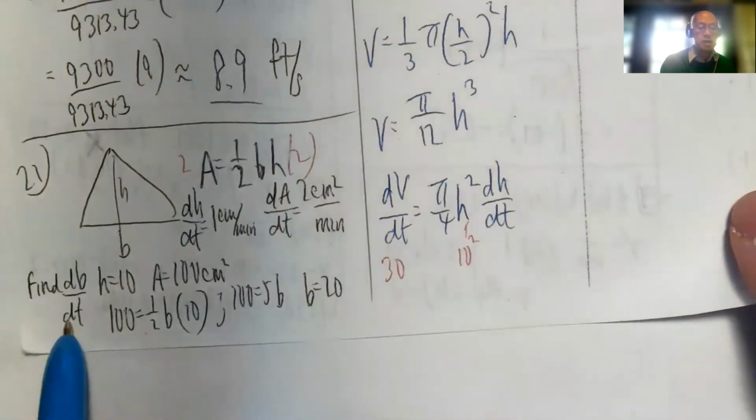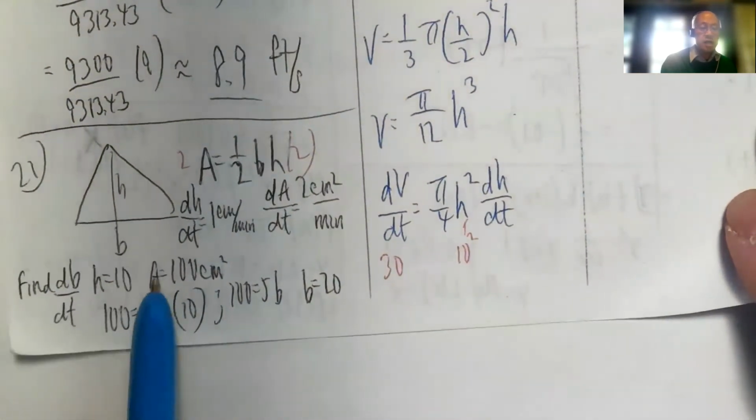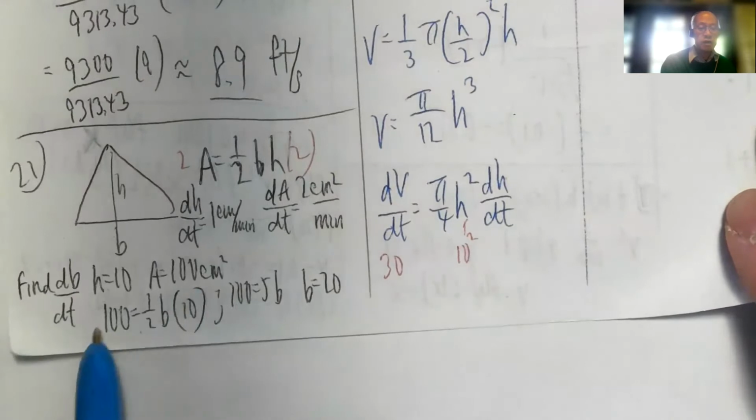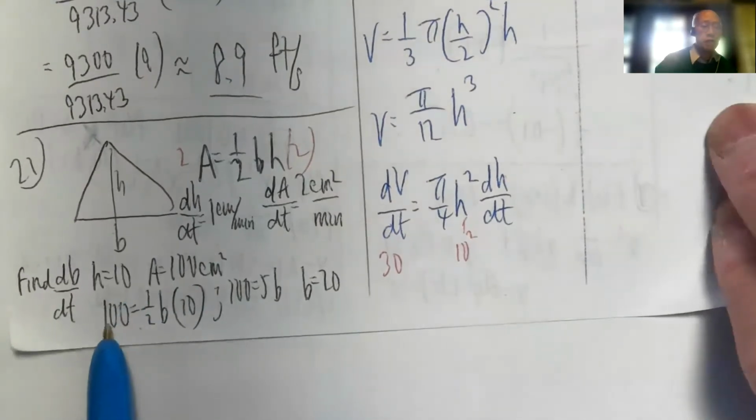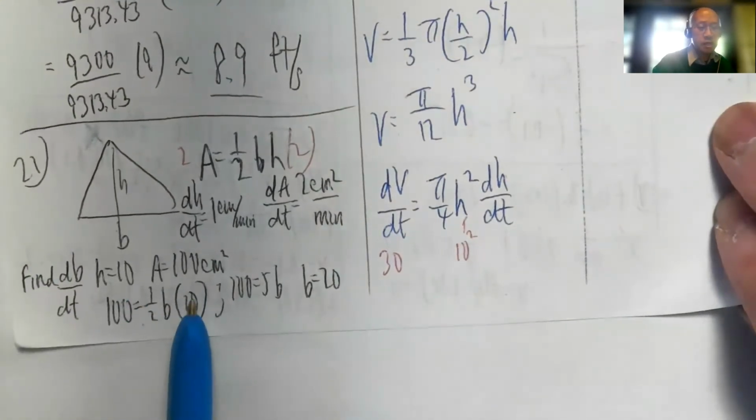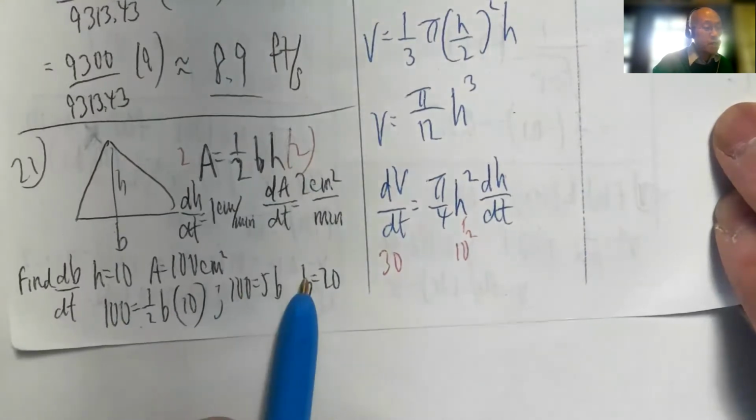We're looking for dB/dt. So H is 10, A is 100. I can solve for B. So area is 1/2 base times height. 100 equals 1/2 base times 10. So 100 is 5B, B is 20.